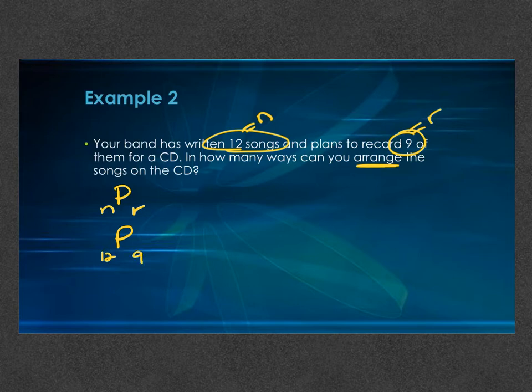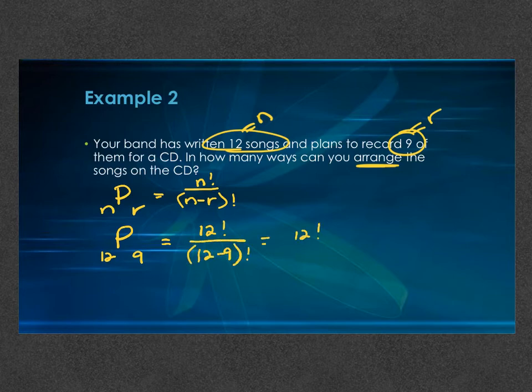I'm going to do this 2 ways, one with the calculator and one without. Without the calculator, remember nPr is n factorial over n minus r factorial. So this would be 12 factorial over 12 minus 9 factorial, which is 12 factorial over 3 factorial.